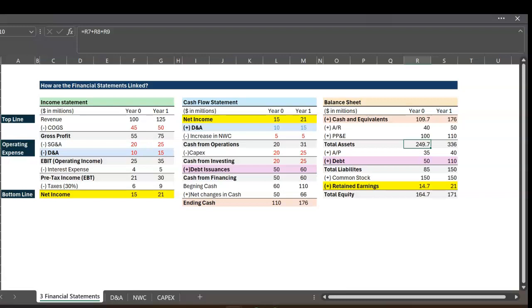And in summary, I can just say the net income, which is the bottom line, is directly connected to the cash flow statement as the top line, and again that is the bottom line in the balance sheet in the form of retained earnings. Depreciation and amortization, which is subtracted in the income statement, is directly added back in the cash flow statement, and the debt issuance in the cash flow from financing section is directly added in the liability section also.